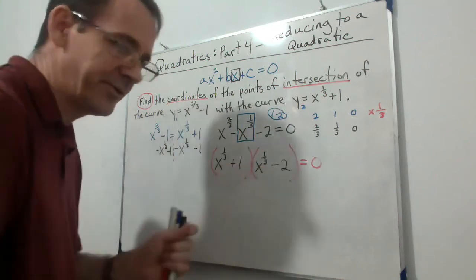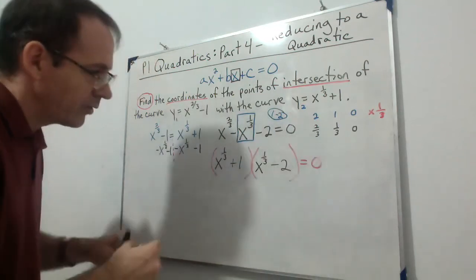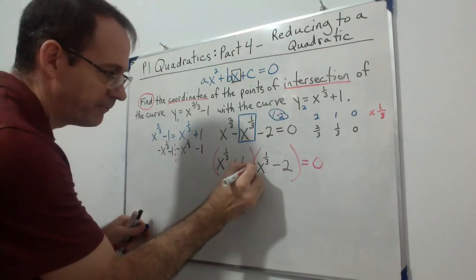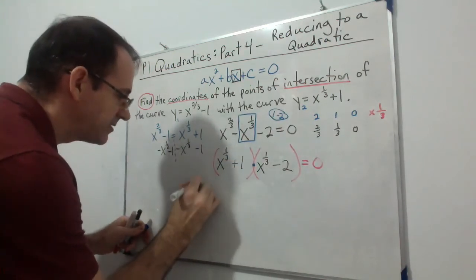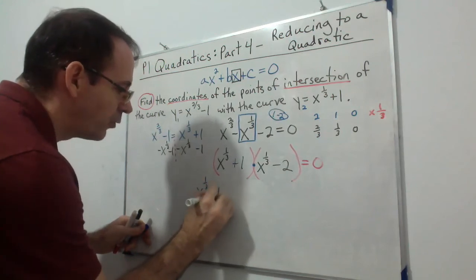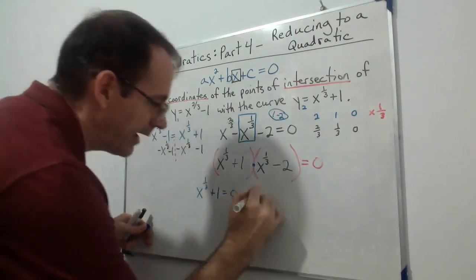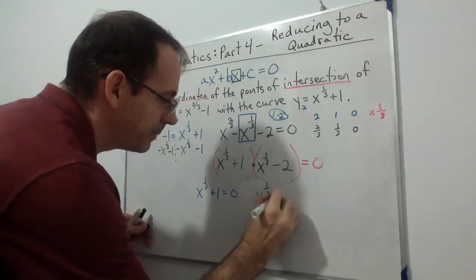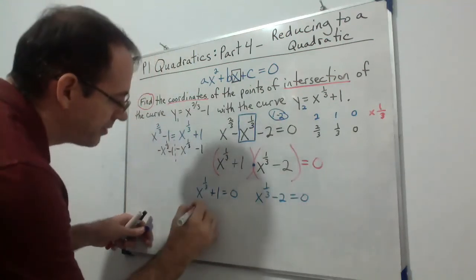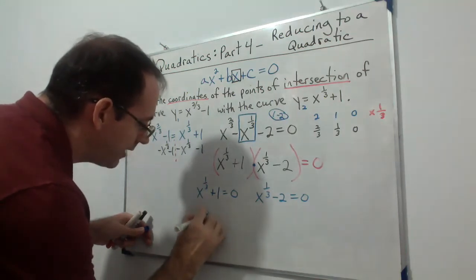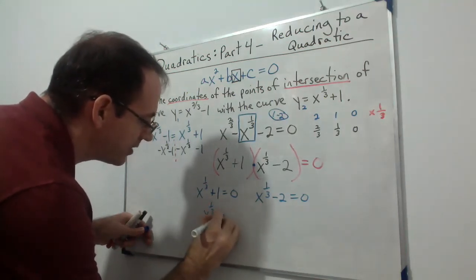So signs are very important. Now we use our zero product rule. So x to the 1/3 plus 1 equals 0, and x to the 1/3 minus 2 equals 0. So with this one, we move it over. X to the 1/3 equals -1.